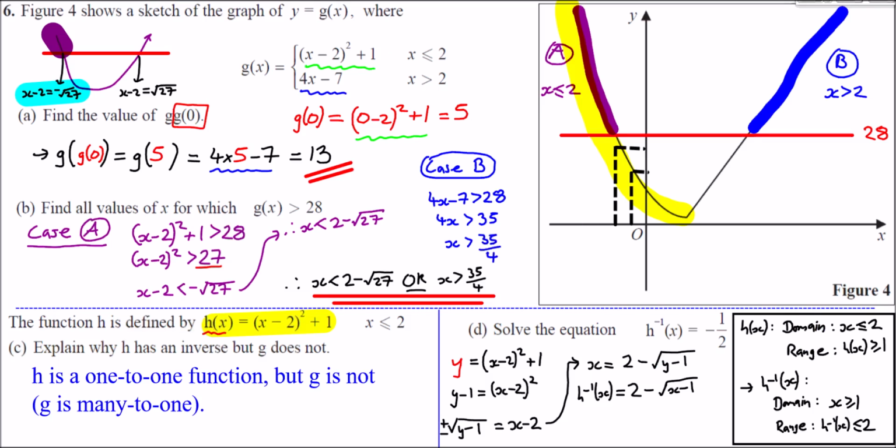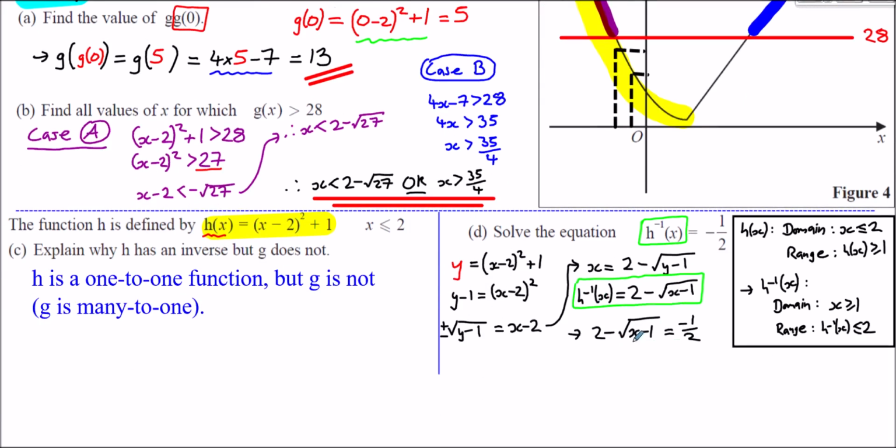So we've not actually solved the question yet. All we have here is an expression for h minus 1 of x, the inverse, is this here. So now what we're going to do is we set this equal to negative a half. So therefore, when is 2 minus the square root of x minus 1 equal to negative 1/2?